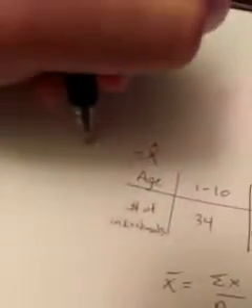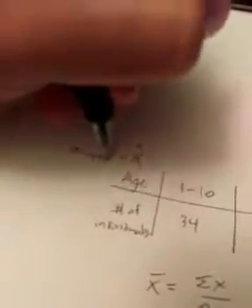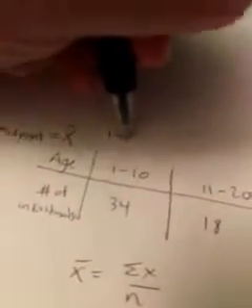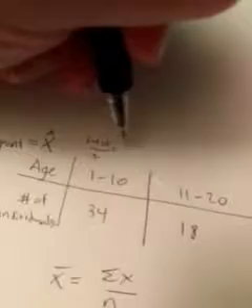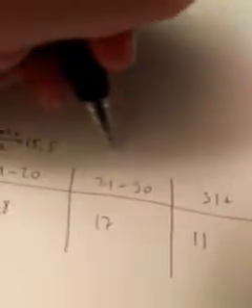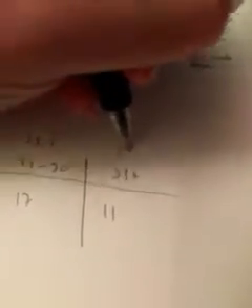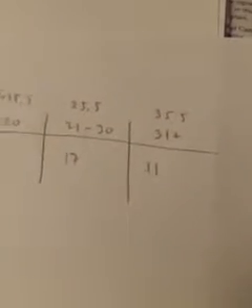I'll call this midpoint x hat. So here's our midpoint. To find the midpoint, we sum the two values and divide by 2. So we get 11 over 2, which is 5.5. Here we get 11 plus 20 over 2, which is 15.5. Similarly, we get 21 plus 30 divided by 2, so we get 25.5. And then the book in this case says to use 35.5 as the class midpoint for the group of individuals 31 and over.